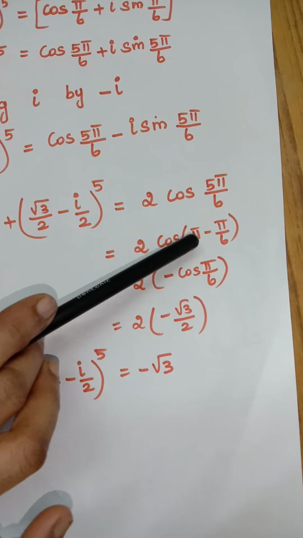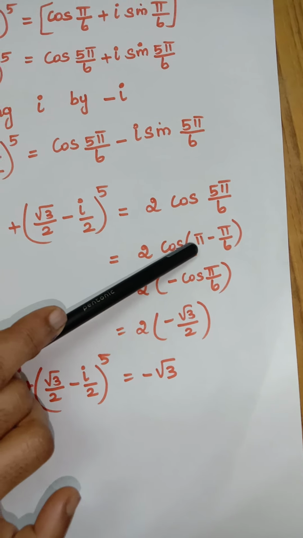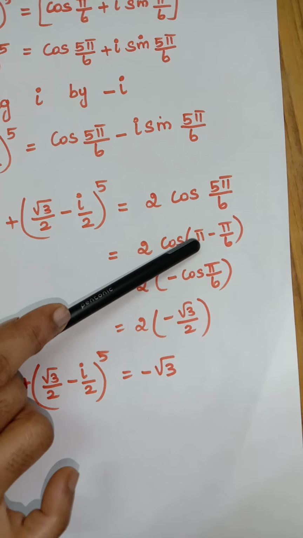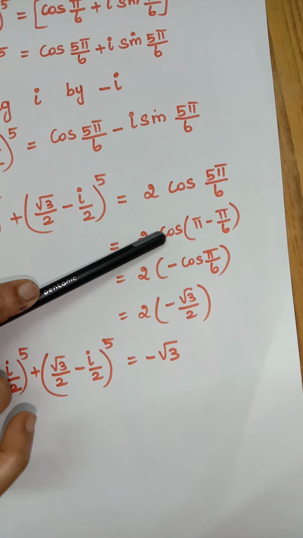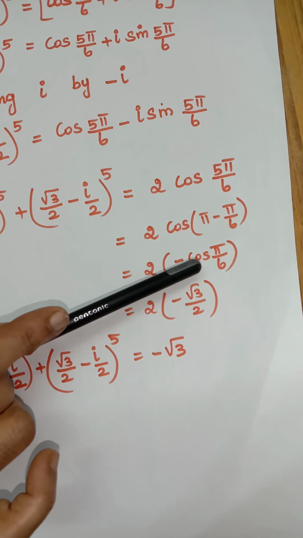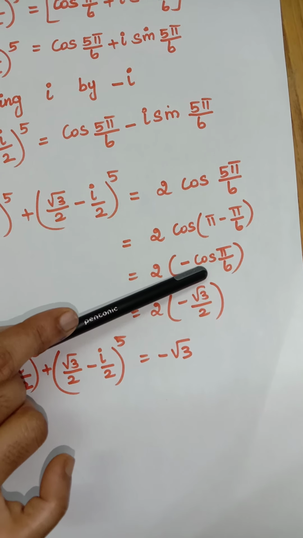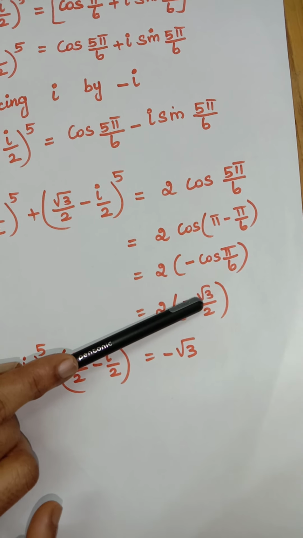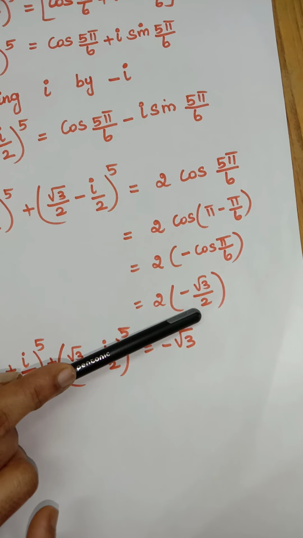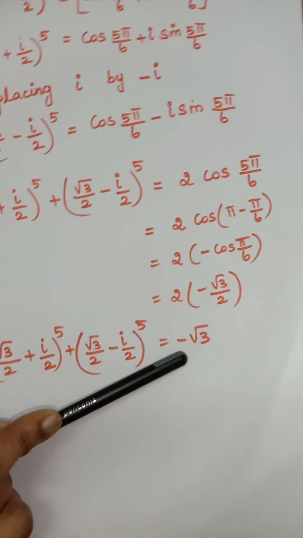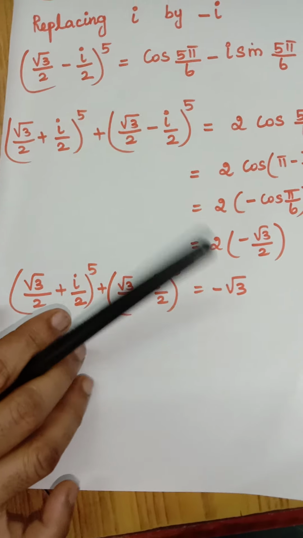So 180 degree is an even multiple of 90 degree. If it is an even multiple of 90 degree, you need not change anything; you have to write the function as it is. So minus cos pi by 6. What is cos 30 degree? Cos 30 degree is root 3 by 2. So your answer is minus root 3 by 2. The 2 gets cancelled, so your answer is minus root 3. We have proved the second problem.